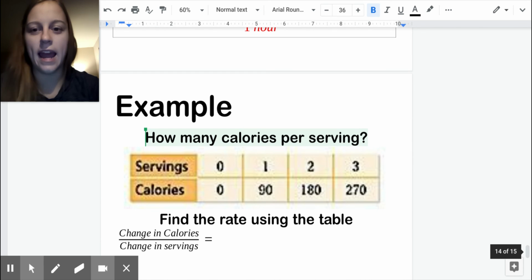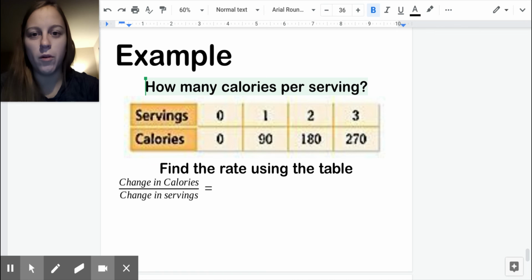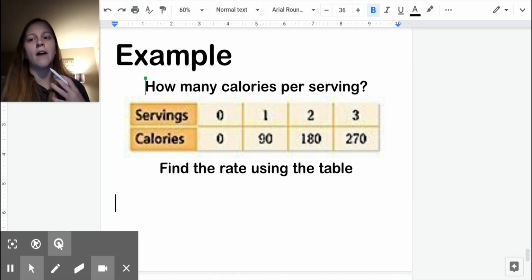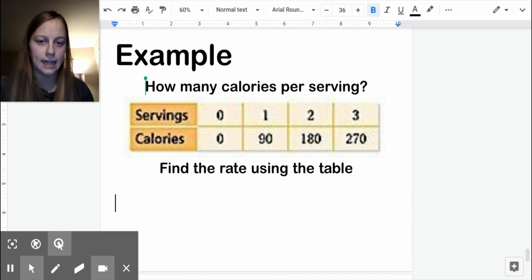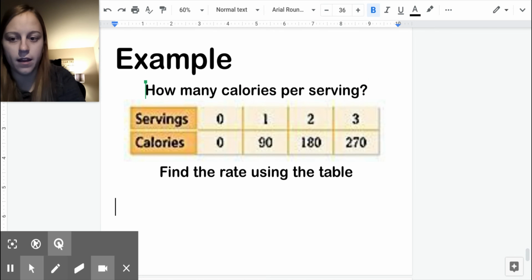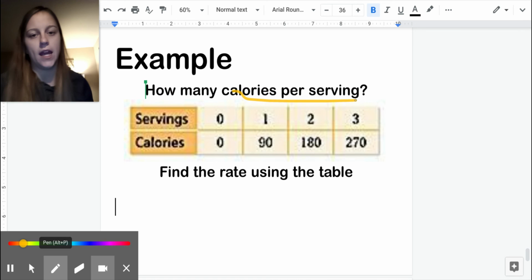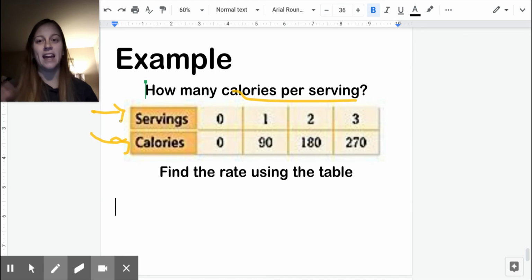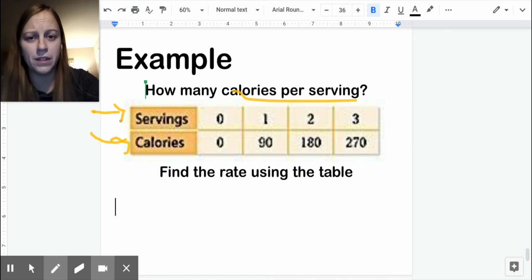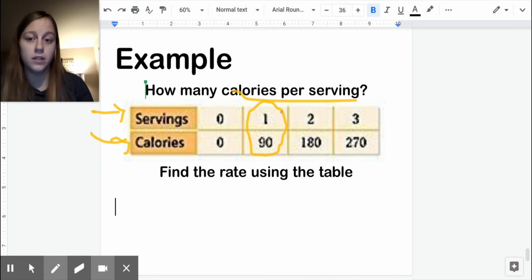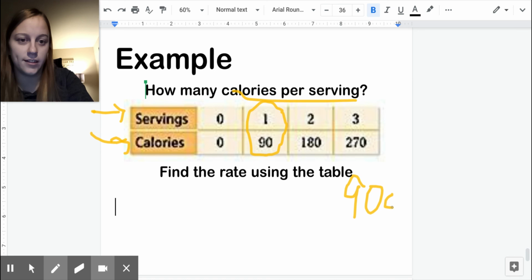All right, let's look at this example here. We're looking for how many calories per serving. For this one, you have to do a little bit further thinking. They're not laying it out for you. This is asking how many calories per serving. So when I look here at this per serving, I can look in the table. I have calories and I have the number of servings. In this example, I actually got pretty lucky, because my unit rate is right in there: 90 calories for every 1 serving. I already have my answer, 90 calories for 1 serving.